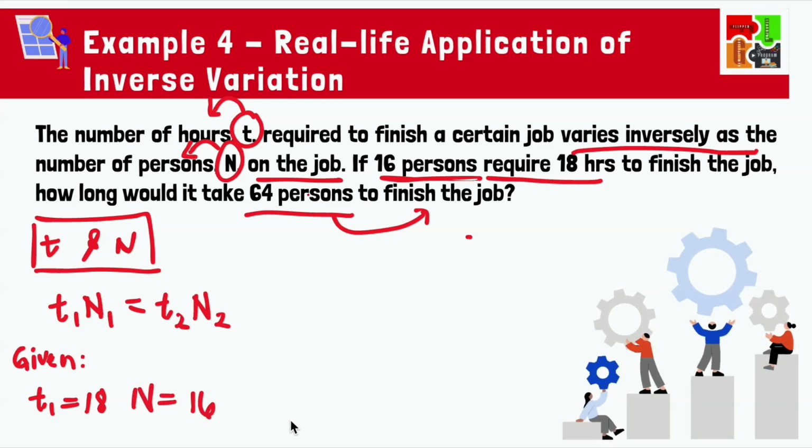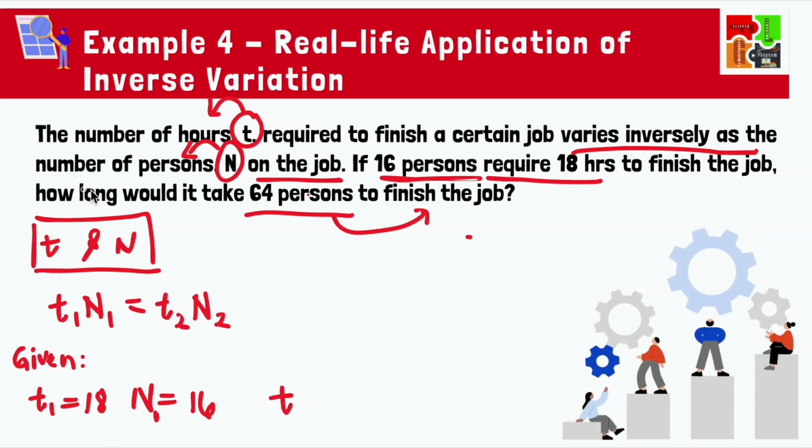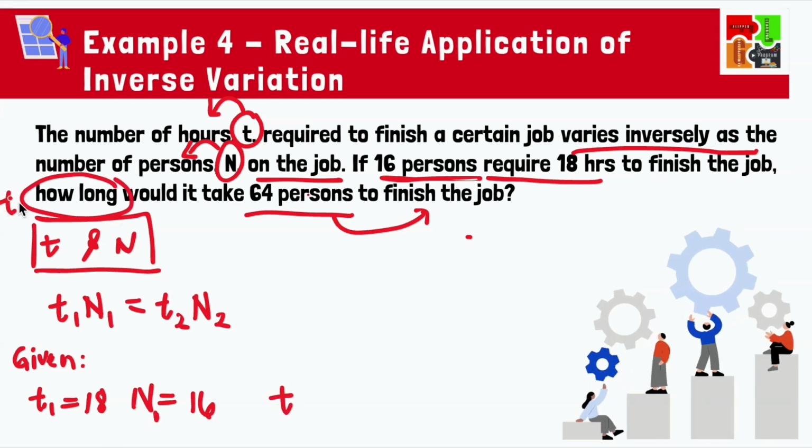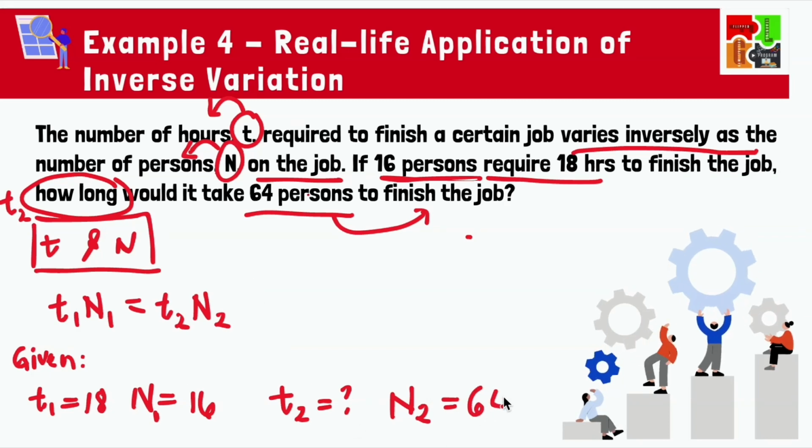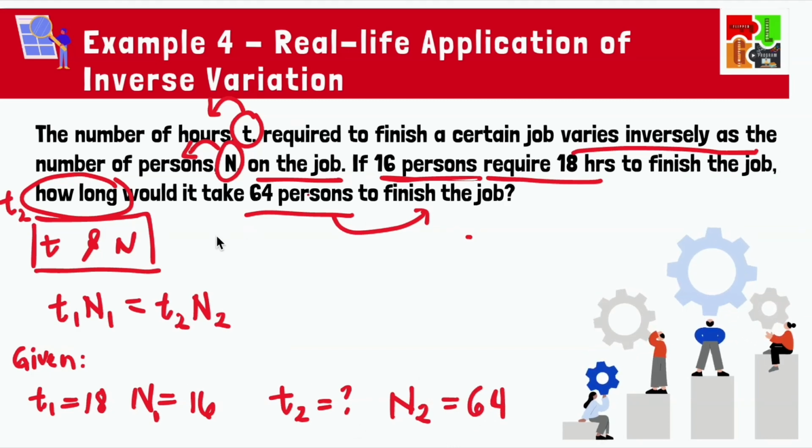Also, on the other hand, we have other givens. This is what we need to find. We need to find how long, and when we say how long, that is the time. So, T's of 2 is what we are looking for. Then N's of 2 is also given. N's of 2 is 64 persons. Again, 64 persons is our N's of 2.